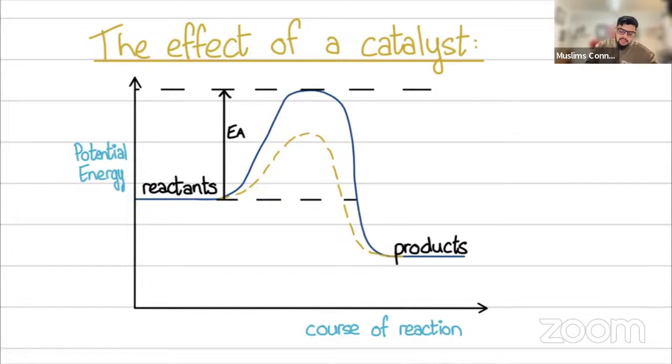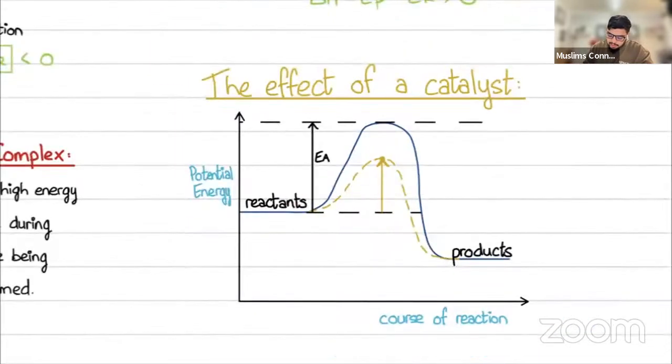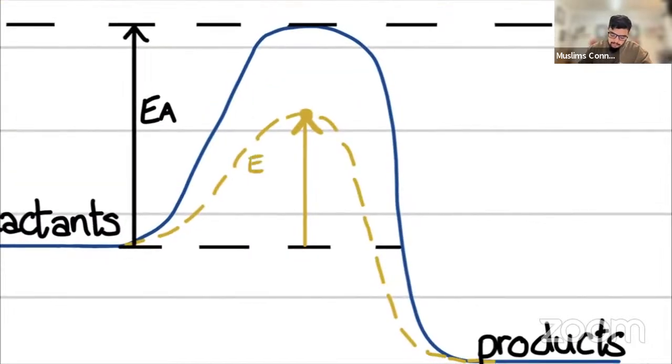So here we have this graph, same thing. We showed the activation energy originally, but this dotted line represents the path with a catalyst. And what happens here is, as you can see, this is the original activation energy, but with a catalyst, it follows this alternative path. And it lowers the activation energy. It's no longer that high. It's now this high. So this EA represents activation energy, activation energy with a catalyst.